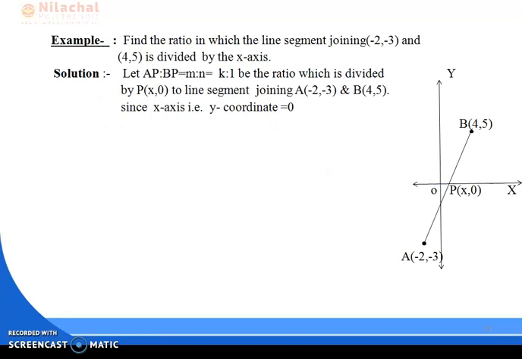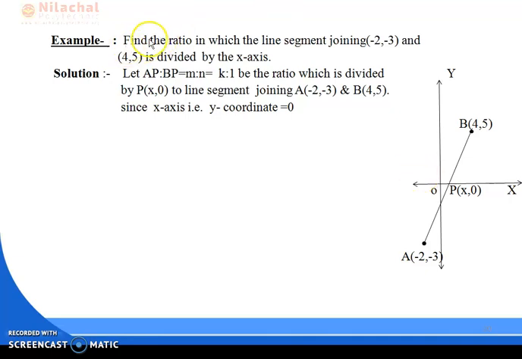Then another example. Find the ratio in which the line segment joining (-2, -3) and (4, 5) is divided by the x-axis. That means here the two endpoints of the line segment are given, and it is divided by the x-axis. X-axis means what? The y coordinate must be 0. The x coordinate may be any real number, but the y coordinate must be 0. Any point on the x-axis has coordinates (x, 0).